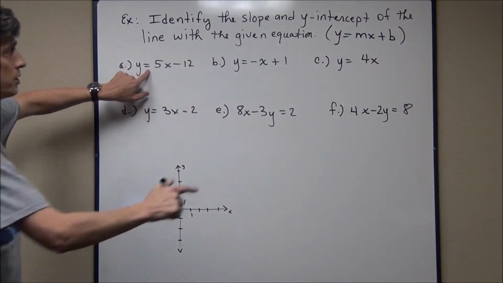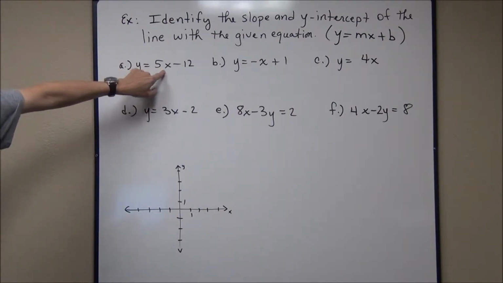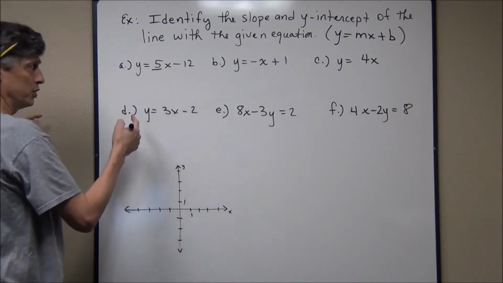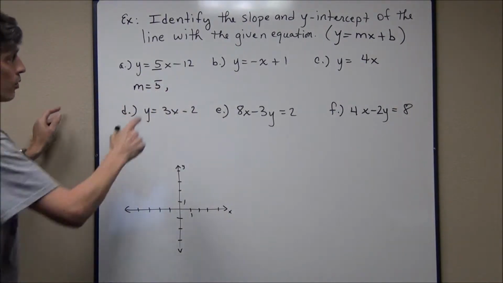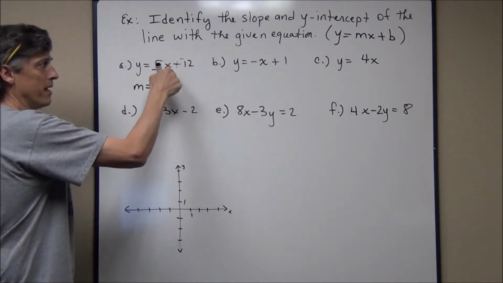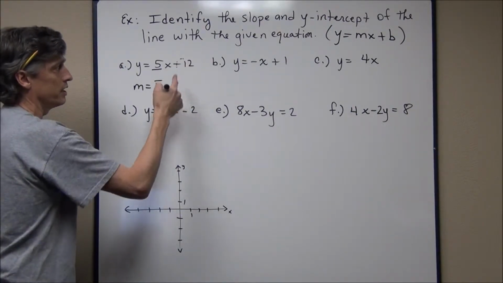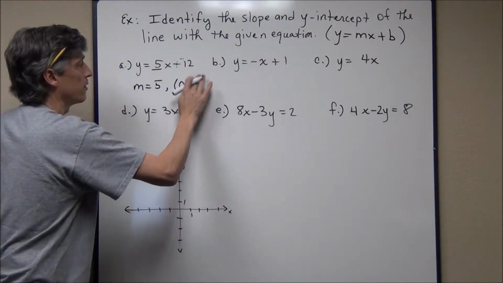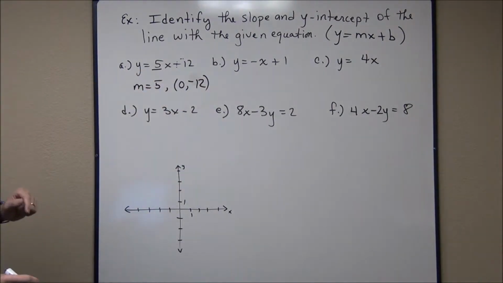See how it has y equals? That's a tip-off that you're going to have slope-intercept form. Then you have the x term, then you have a constant term. Well, this coefficient in front of the x, that's your slope. So my slope is 5. And in this case, my y-intercept, now notice the minus sign. The minus sign, remember that's the same as adding the opposite? Think of the minus sign as a negative. My b value here is negative 12. So I'm going to write the y-intercept as 0, negative 12, because I like to write my y-intercepts as ordered pairs.